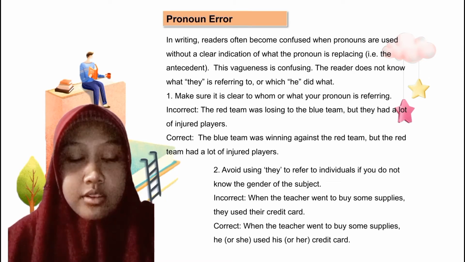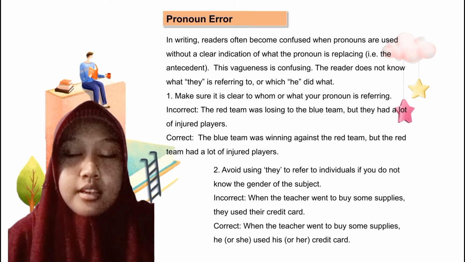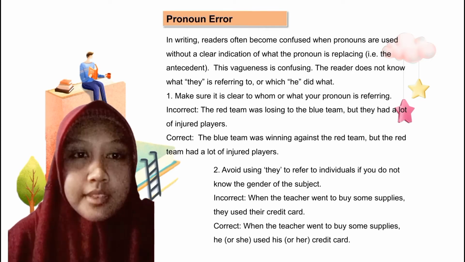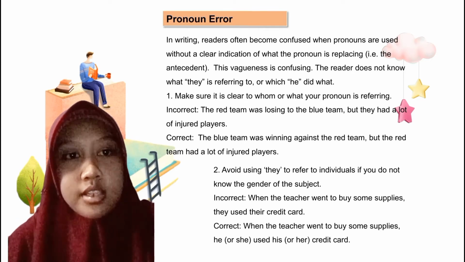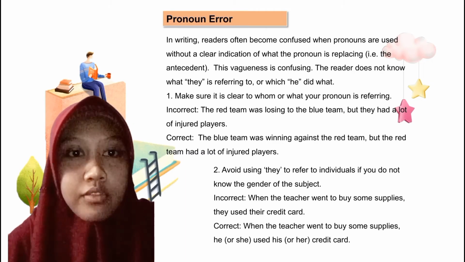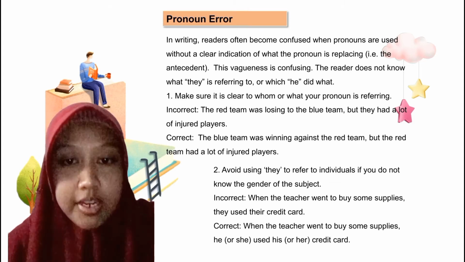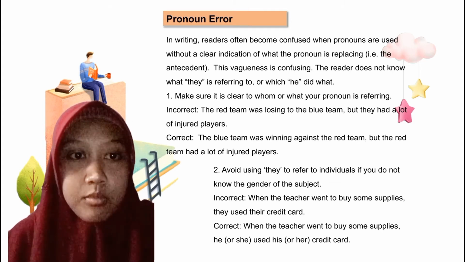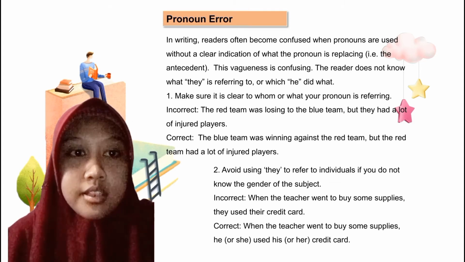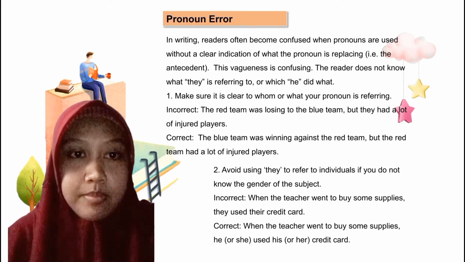Example: the incorrect sentence is, the red team was losing to the blue team, but they had a lot of injured players. But the correct sentence is, the blue team was winning against the red team, but the red team had a lot of injured players.